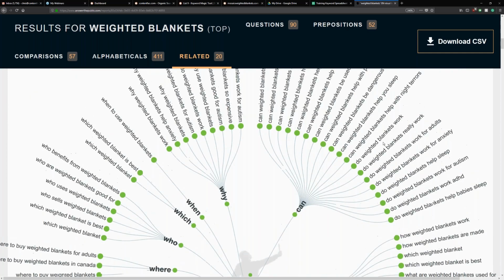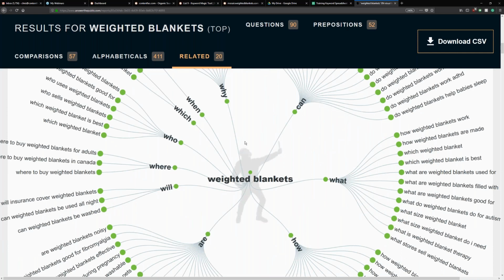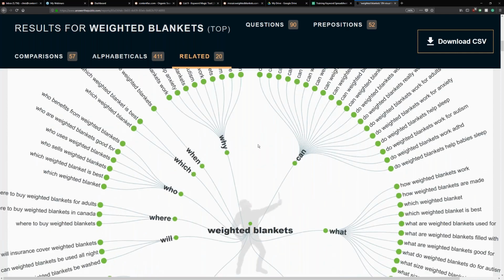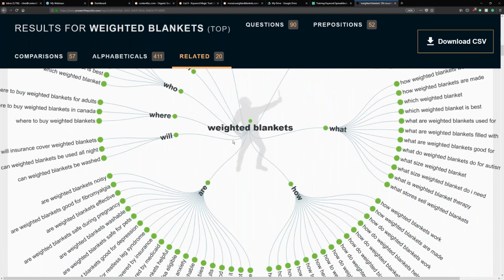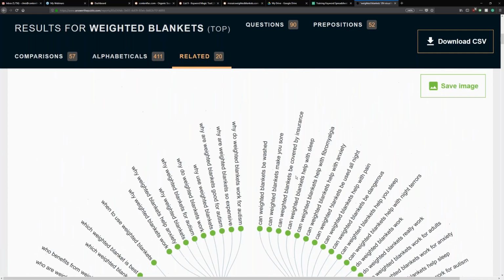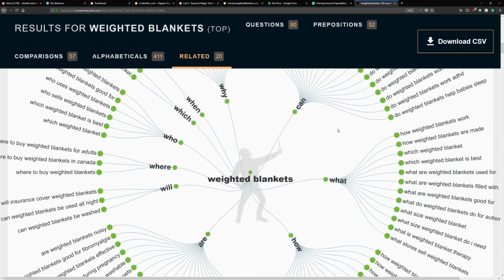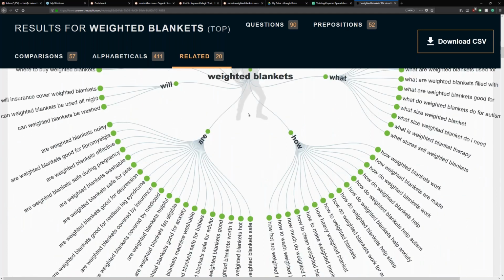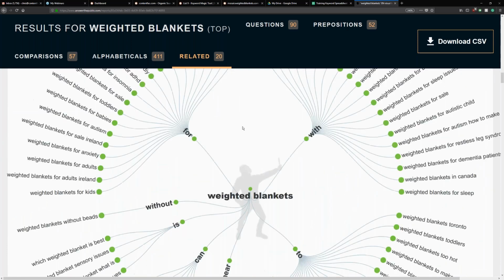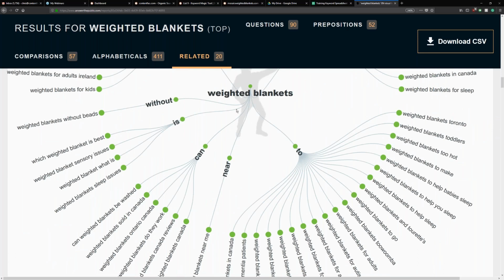This starts off with all related searches. It breaks it up into why, when, which, who, where, will, can, what, are, and how. So you can see for the why, it has keywords like, why do weighted blankets work for autism? Why are weighted blankets so expensive? Down here, what, how do weighted blankets work? How weighted blankets are made? What stores sell weighted blankets, et cetera. Then it has some prepositions. You can see it just breaks them down here. So weighted blankets for sale, weighted blankets for adults, weighted blanket sleep issues, et cetera.